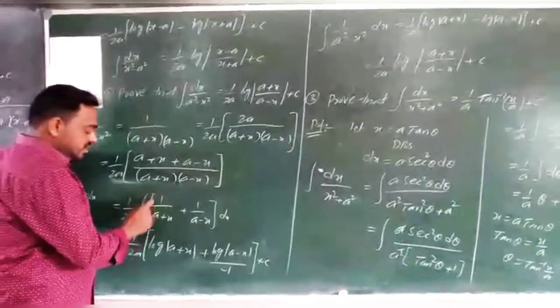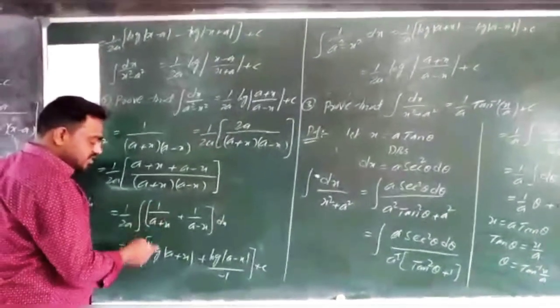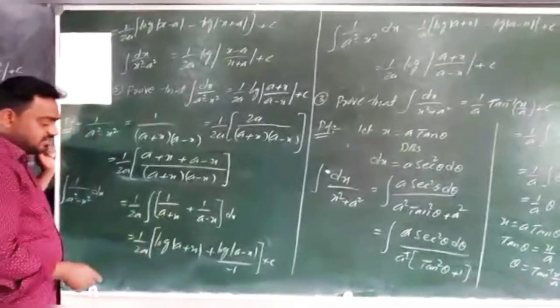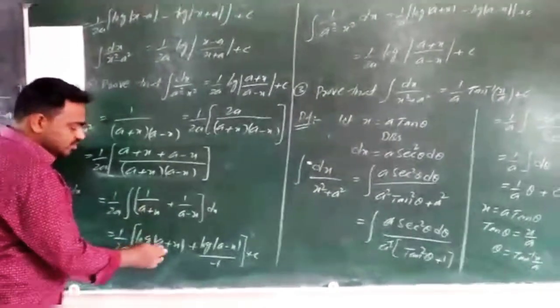So this is equal to integration. This is the form of integration of 1 by x. Integration of 1 by x is equal to what? Log mod x. So log of a plus x.